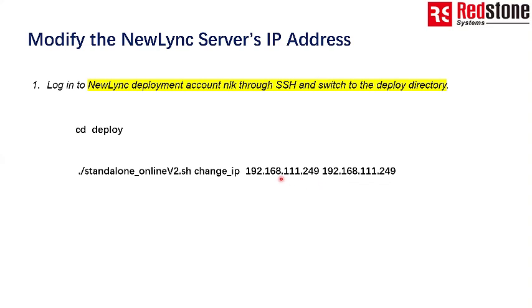So here is the local IP and the public IP. In the event that the public IP is not used, you can fill in both the internal and external IP address as 111.249. Then you may restart the server to take effect.